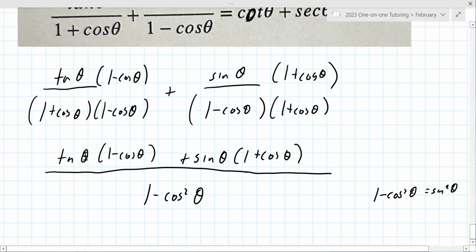How come you didn't multiply the top immediately? Because I was looking ahead. I could see that this becomes sine squared theta on the bottom. And it's going to cancel with that sine, and I'm going to be able to cancel it with the tangent also. It's a good question, because normally you would, but there's an awareness of what's around the corner.